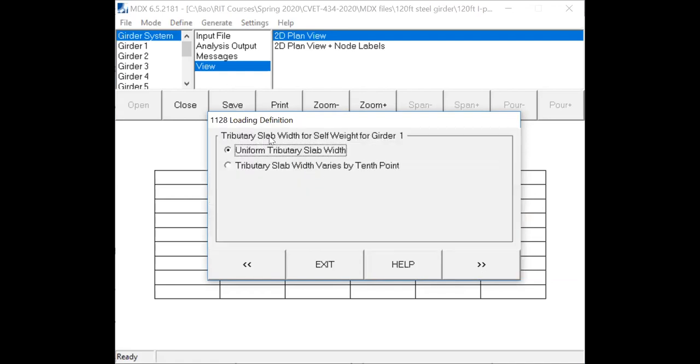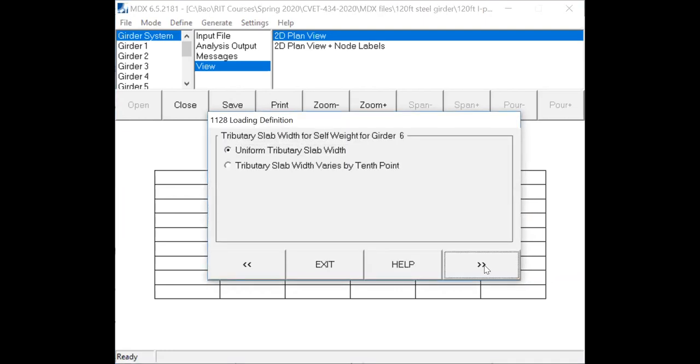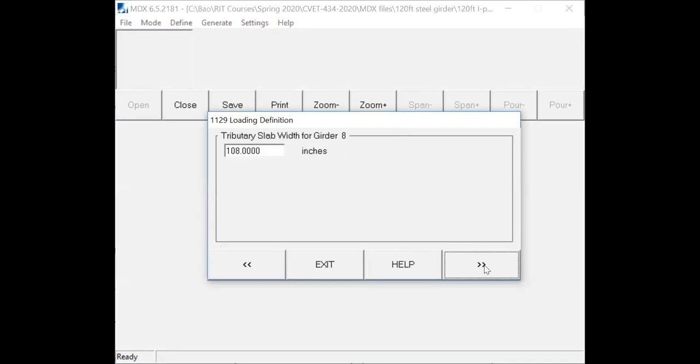And tributary slab width for self-weight of girder 1. Okay, uniform tributary slab width. So girder 1 is just based on half of the girder spacing plus overhang. Girder 2, girder 3, this doesn't change. It's just automatically calculated tributary width. 5, 6, 7. All the interior girders are 108, which is the 9-foot girder spacing.